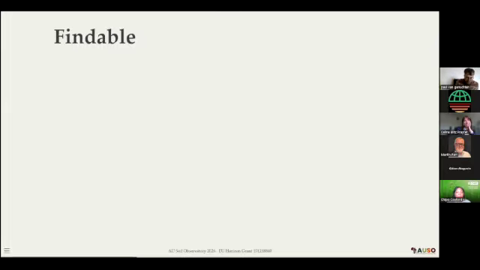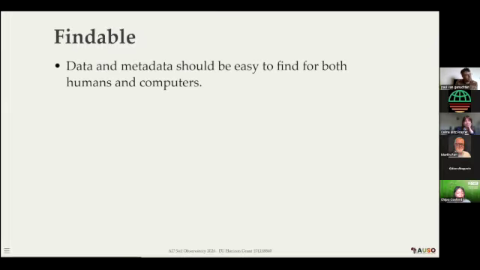If we look at the findable aspect of FAIR, then an important aspect is that the data and the metadata should be easy to find for both humans and computers. So here you already hear this aspect of machine actionability. It means if you have a very nice website with very nice colors, it's very easy for humans to find something. However, machines have a hard time. So you also need to provide a more machine readable format for your metadata that machines can parse.